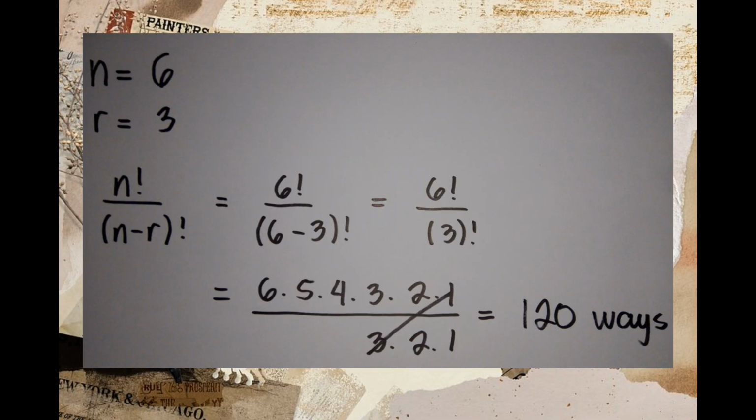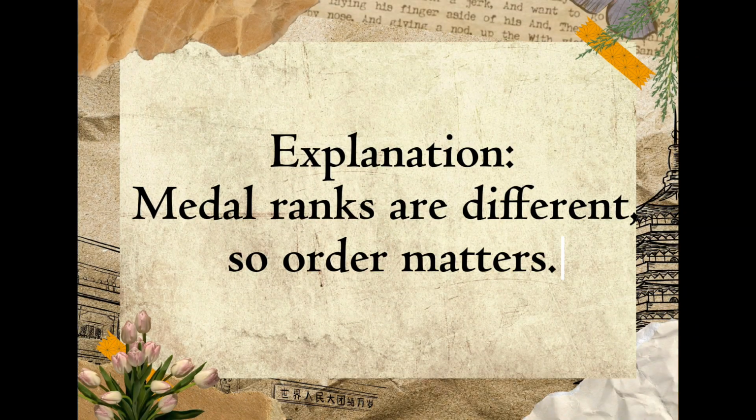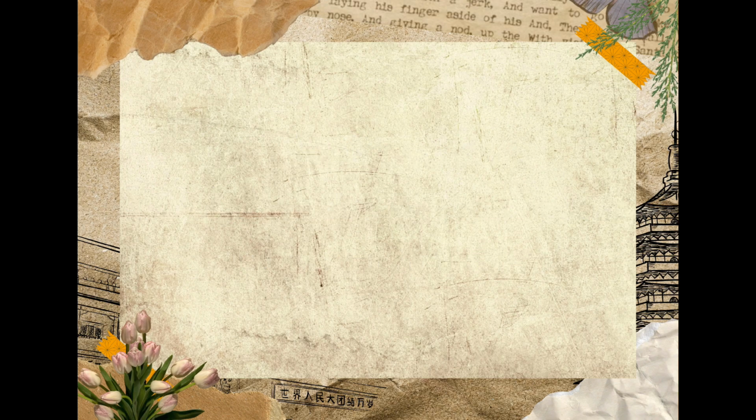So let's multiply the 6 times 5 times 4. 6 times 5 is equal to 30. 30 times 4 is equal to 120. So there are 120 ways gold, silver, and bronze medals can be awarded. Explanation of this example number 1: medal ranks are different, so order matters.